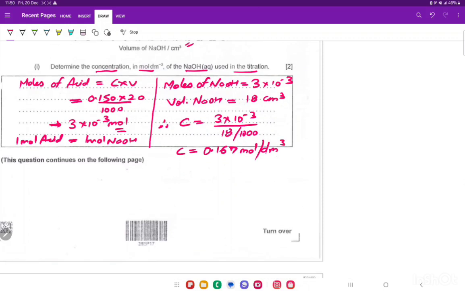We will get 2 marks for this question. 1 mark for calculating the moles of acid, and the second mark for calculating the concentration. 1 for this and 1 for this.